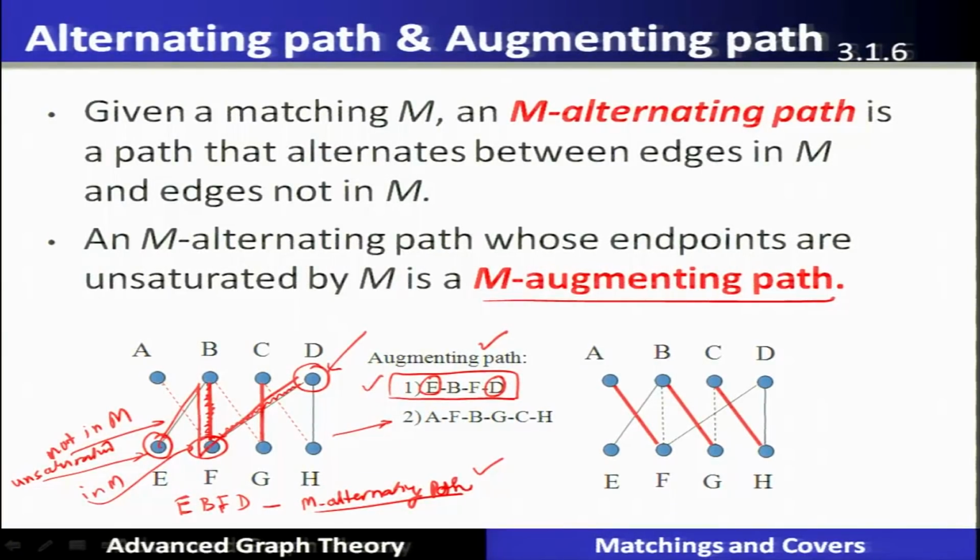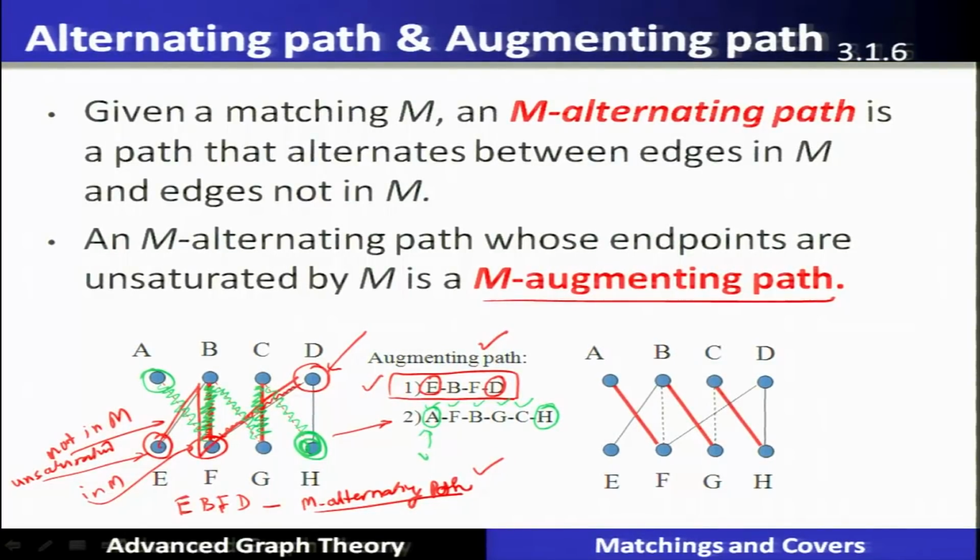So, another example says that A we have selected, then F we have reached, then B, this is a matched edge, then from B we have to go to G, and from G we are going to C, this is a matched edge, and from C we are going to H. So, you see that this particular vertex H is unsaturated and the start vertex A is also unsaturated.